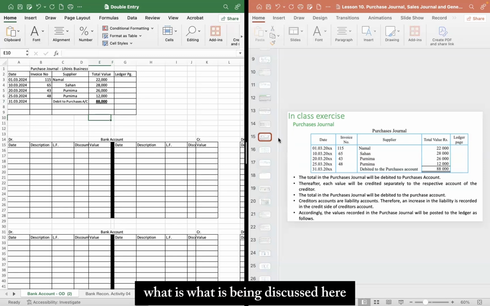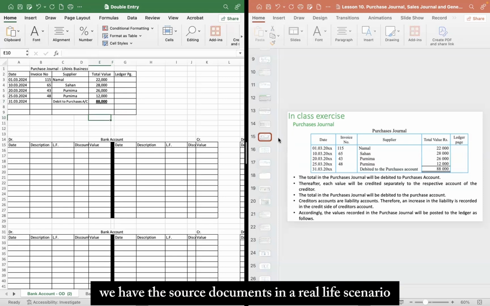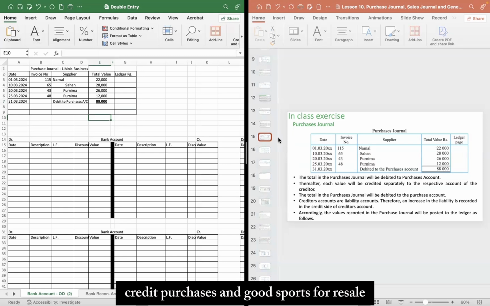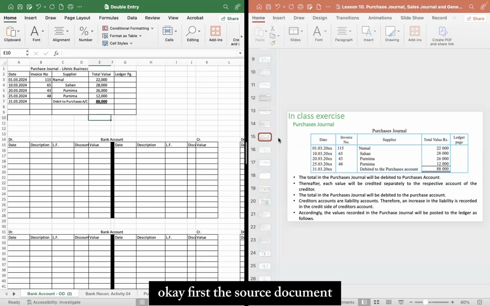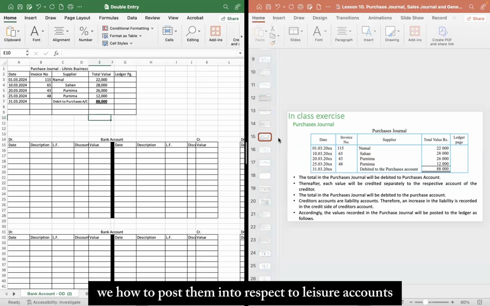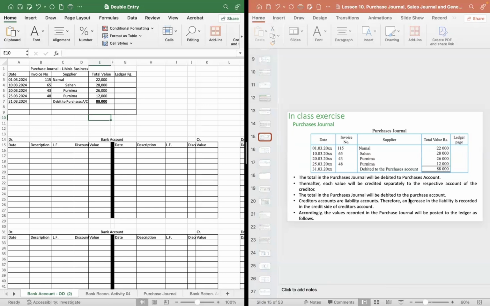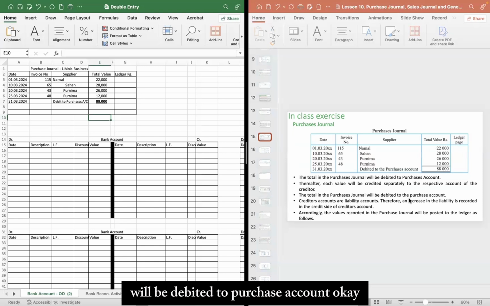Now let's see what is being discussed here. The total in the purchaser's journal. Firstly, in a real life scenario we had the source documents. From those source documents, we extracted credit purchases and goods bought for resale. Those transactions we filtered out and recorded in our purchaser's journal. First the source document, then the purchase journal, and next we post them into respective ledger accounts. The total in the purchase journal will be debited to the purchase account.